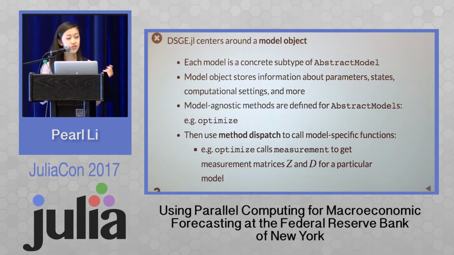And so kind of how this works in Julia is we define these top-level model-agnostic functions. So things like solve, estimate, optimize, all of these are defined for any subtype of AbstractModel. And then some of these higher-level functions will in turn call lower-level functions, for example, measurement, which will do dispatch and determine the appropriate method to use to return that model's specific measurement equation matrices.